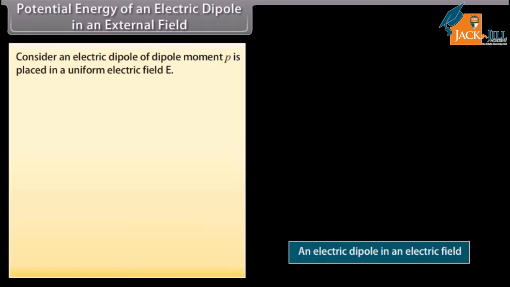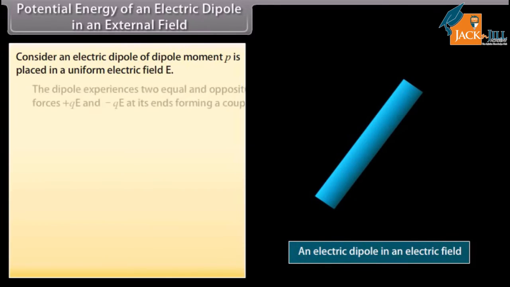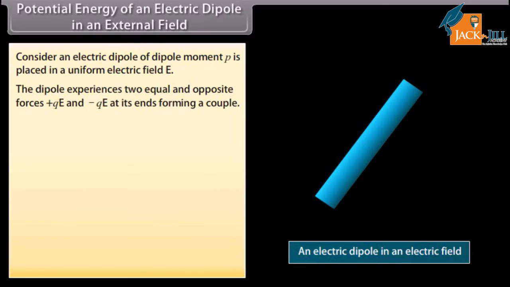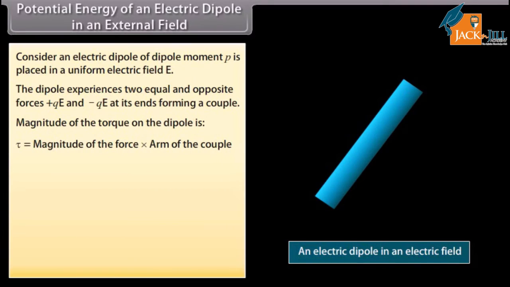Potential energy of an electric dipole in an external field. Consider an electric dipole of dipole moment P placed in a uniform electric field E. The dipole experiences 2 equal and opposite forces, plus QE and minus QE, at its ends, forming a couple. Magnitude of the torque on the dipole is equal to magnitude of the force times the arm of the couple. Tau is equal to QE times 2L sin theta, which is equal to PE sin theta.